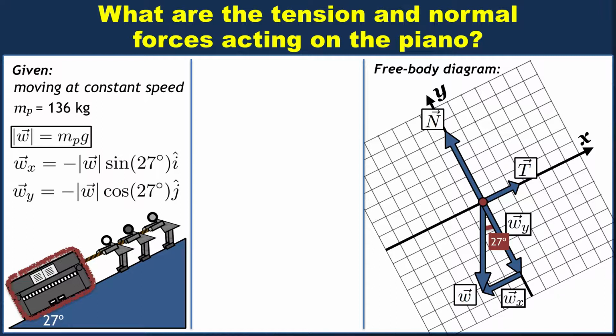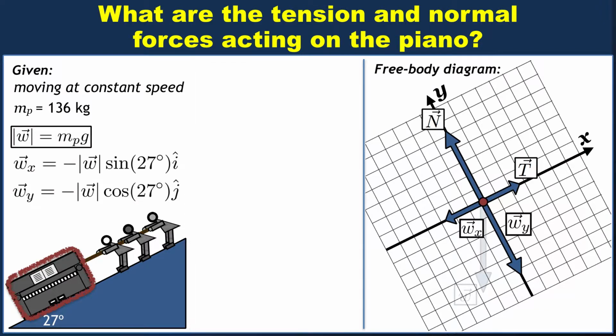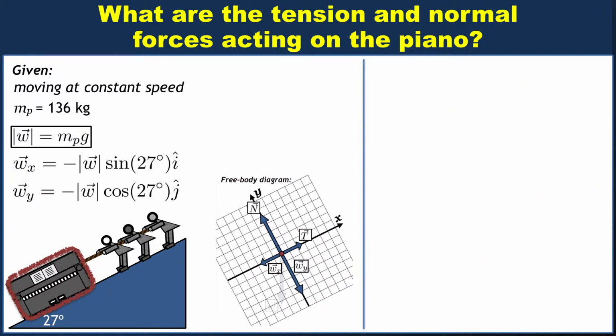Now that we've decomposed it, we can go through, gray out the overall weight, we don't want to double count, and just have wx and wy. So we have our four forces acting on the piano. We're going to need a little room to do calculation, so I'm actually going to shrink down the free body diagram, put it over here on the side. And so now what do we do to figure out the tension and normal forces?